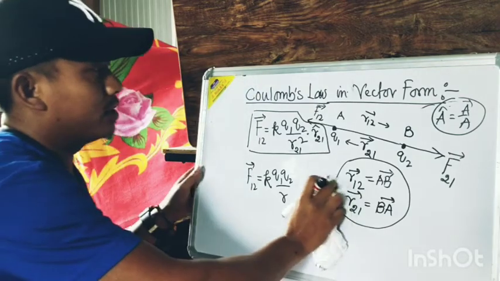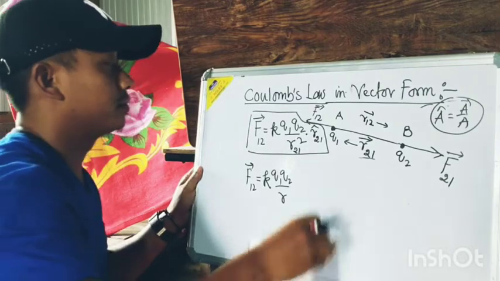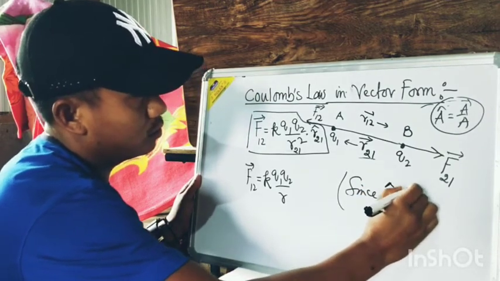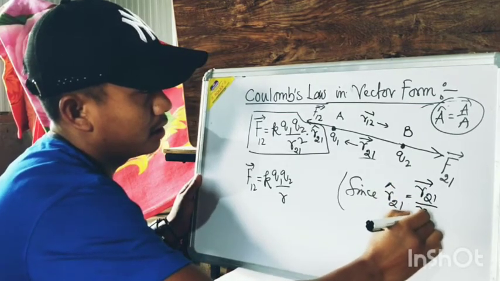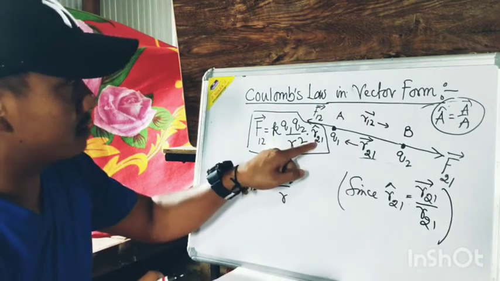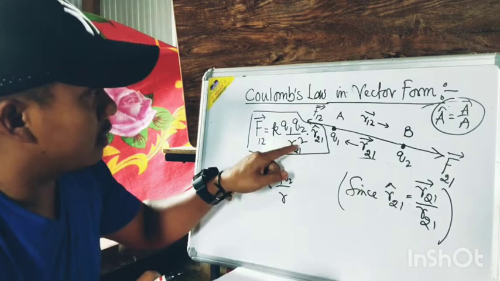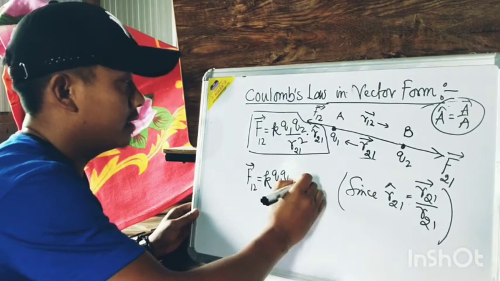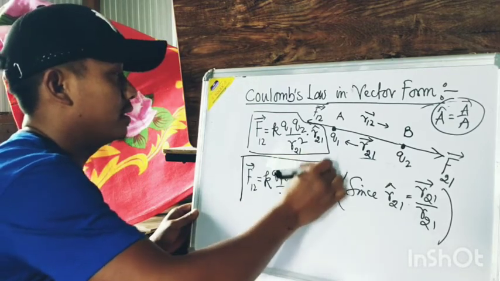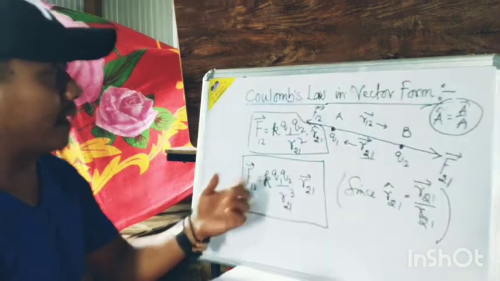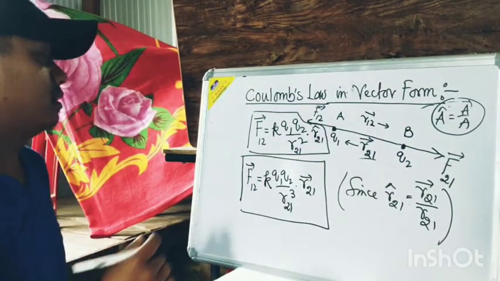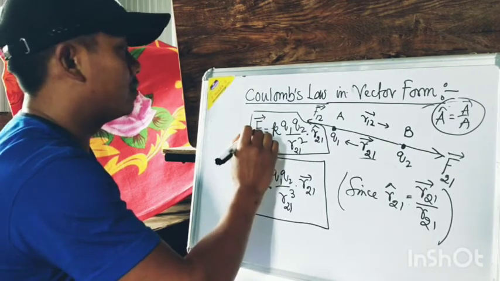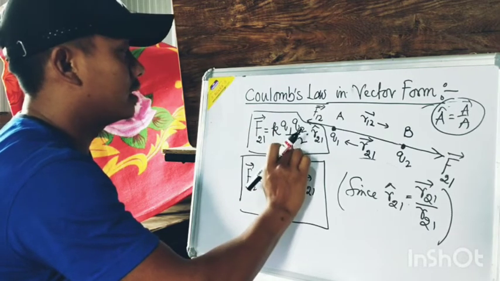Then let me remove this one. Since by definition of unit vector, this R21 cap will be equal to R21 vector divided by R21, let us represent this R21 cap by this quantity. Then this power, obviously it was square, will become cube. Is it not so? R21 cube, then this will be R21 vector. So you represent the first force in the vector form. Now understood? Then if you want to represent this F21, then obviously we will just change the numbering here, from 2 1 to 1 2, like that.